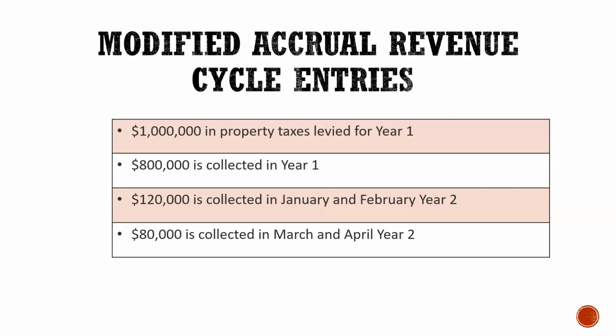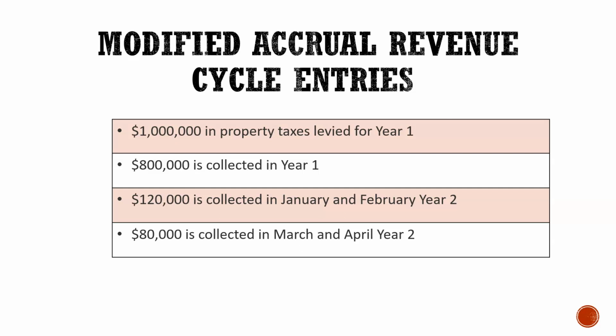Okay, so let's say in year 1, we levied as the government $1 million in property taxes, meaning we sent out basically invoices worth $1 million for property taxes. We told citizens, you are going to pay us property taxes. So in year 1, we collected $800,000 of it. We collected $120,000 of it in January and February of year 2. And we collected $80,000 of it in March and April of year 2.